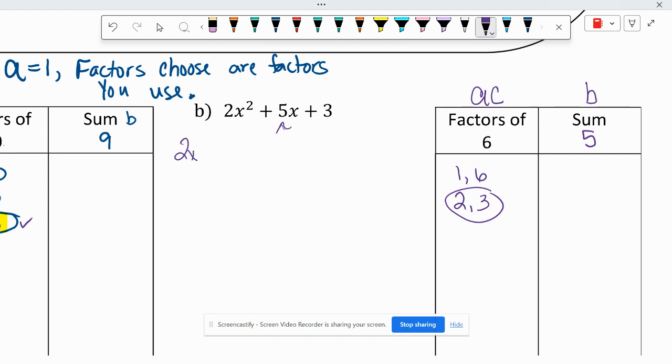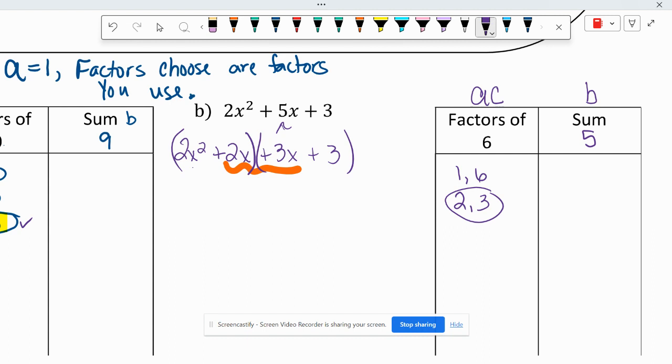So I'm going to write it as 2x squared plus 2x plus 3x plus 3. Notice I'm not really changing the problem. 2x plus 3x, those combine. Those are like terms. They equal 5x. I'm just trying to give myself 4 terms so I can use the grouping method.